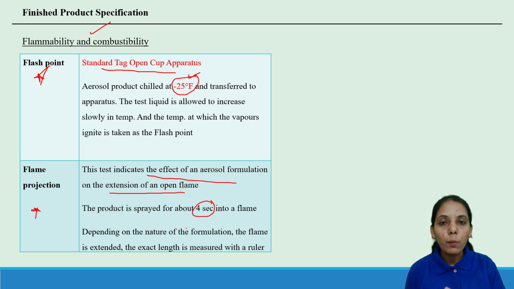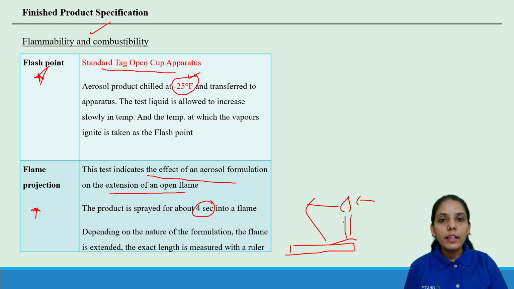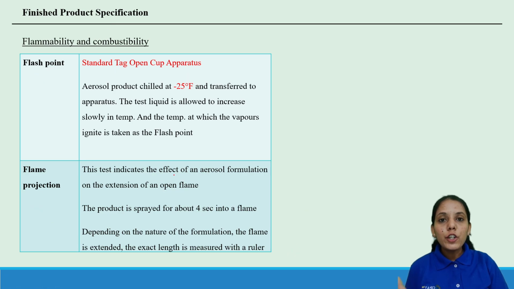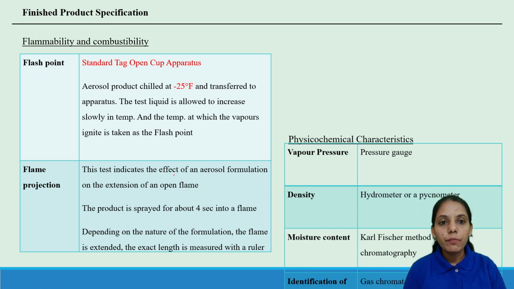Depending on the nature of the formulation, the flame is extended. The exact length is measured with a ruler. The ruler will already be kept here like this. For example, here it is the flame. If you spray like this, if it goes 2 centimeters or 3 centimeters, then it is calculated. So depending upon the ignition, it will show the flame projection nature.